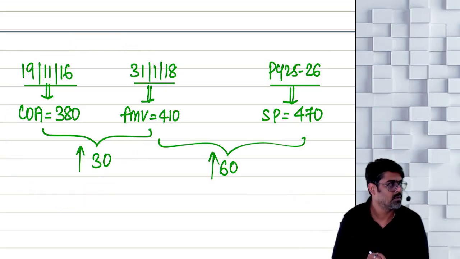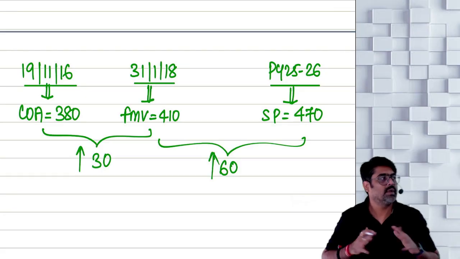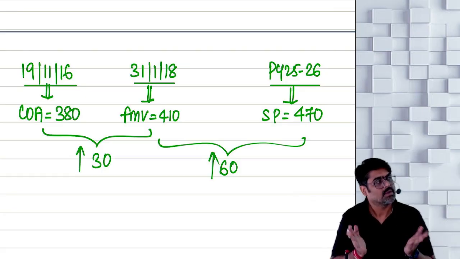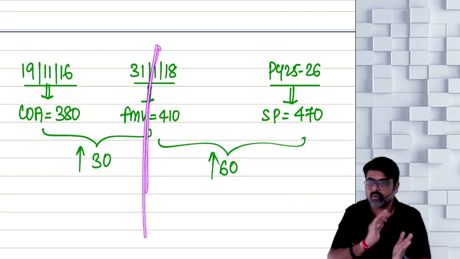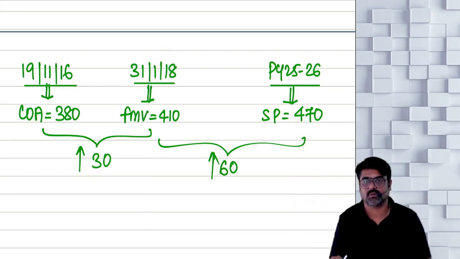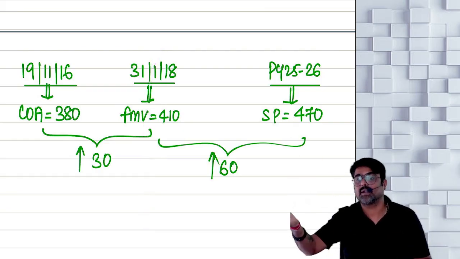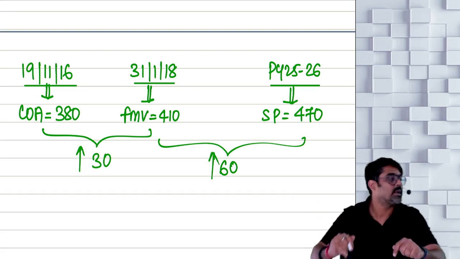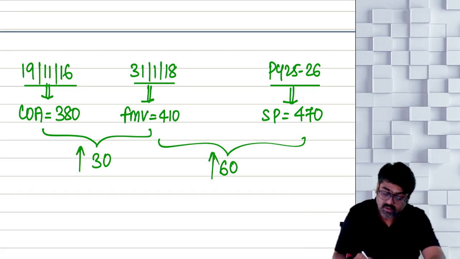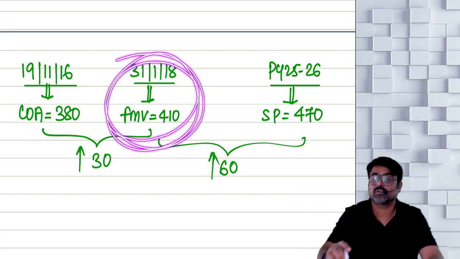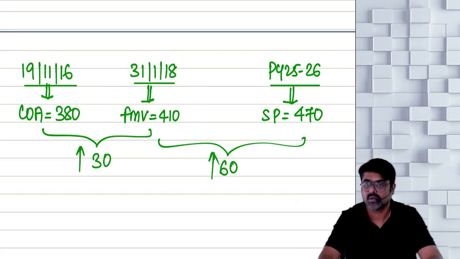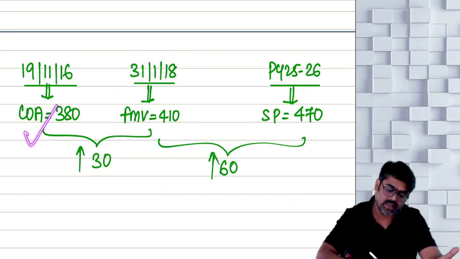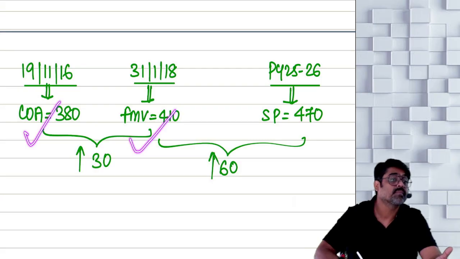So we are not willing to do anything wrong with you. The gain up to this period we will not charge later on also. But to do that, we should give you an option: the option to take the fair market value as on this date as your cost. So if you want, you can take the actual cost, or you can take the fair market value, whichever is more beneficial. So what is more beneficial? 380 or 410?